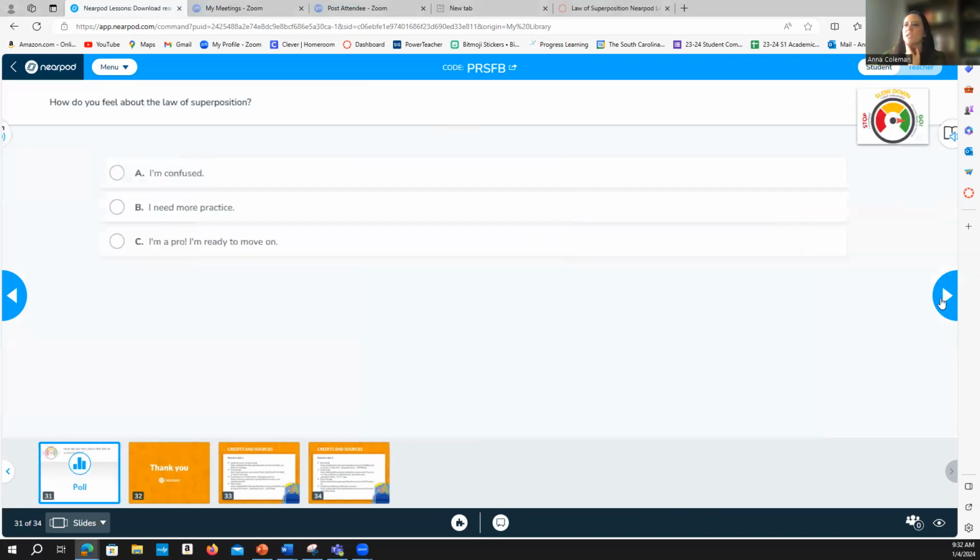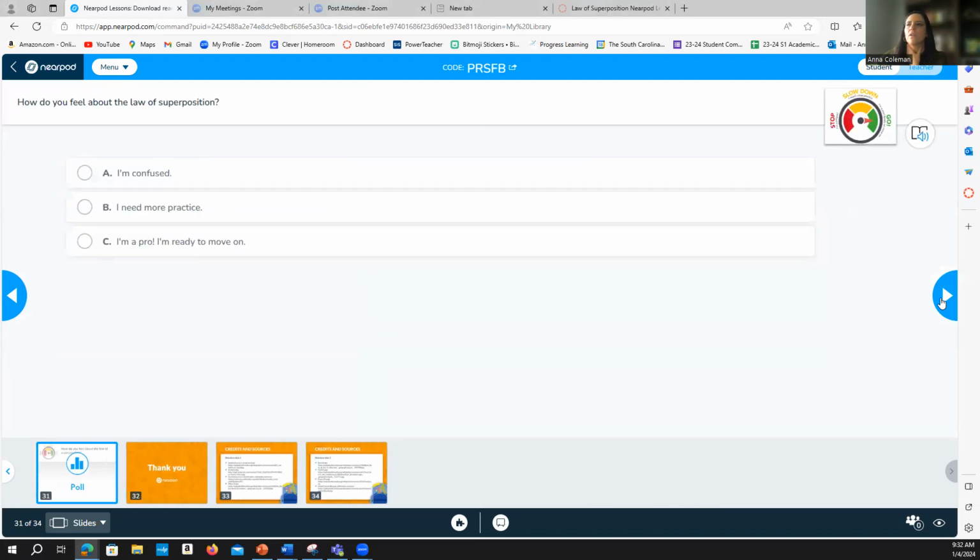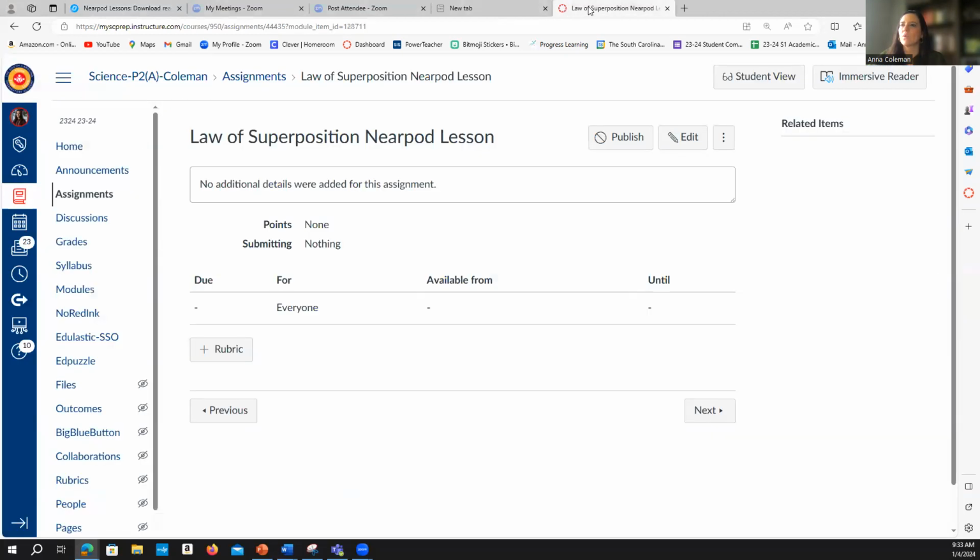And then the last question is, after today's lesson, how do you feel about the law of superposition? Do you feel like you are confused? Do you need more practice? Or are you a pro and ready to move on? Just as a reminder, you are graded on this Nearpod lesson. Please make sure you do the fill in the blanks, you answer the questions appropriately, and you do the quiz. I will give you feedback.